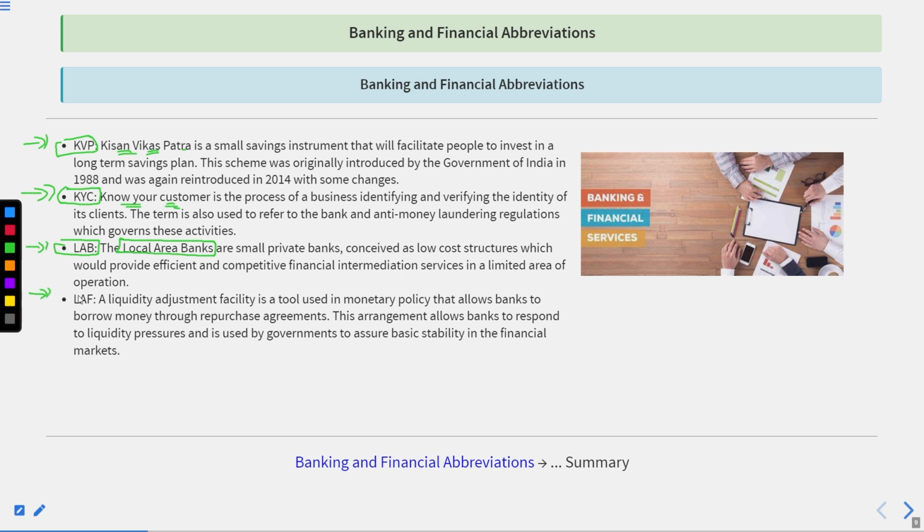LAF, the Liquidity Adjustment Facility. It is a tool used in monetary policy allowing banks to borrow money through repurchase agreements. The arrangement allows banks to respond to liquidity pressure, and is used by the government to assure basic stability in the financial markets.